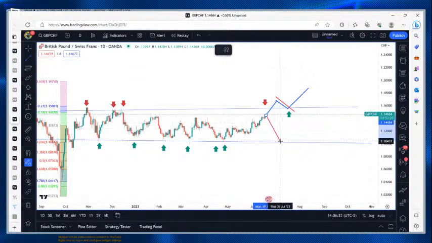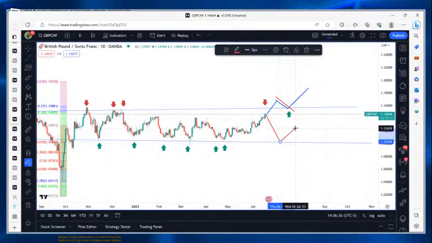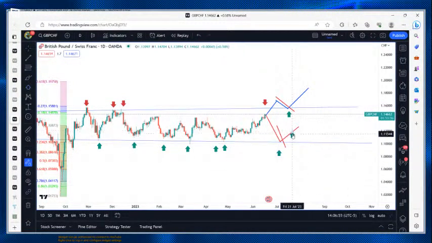We want the market to fall down back to support, then give us the break there, and then we buy it there. Then we buy it here. Cool.